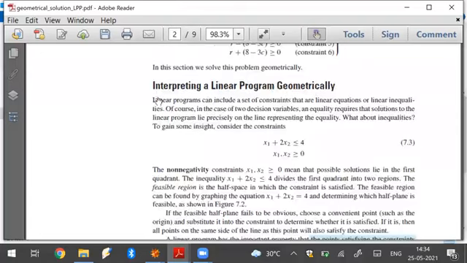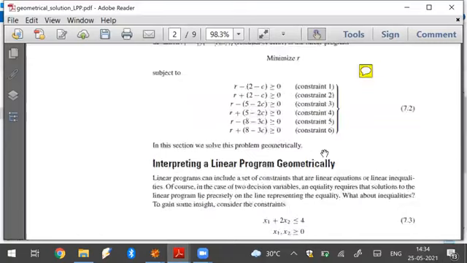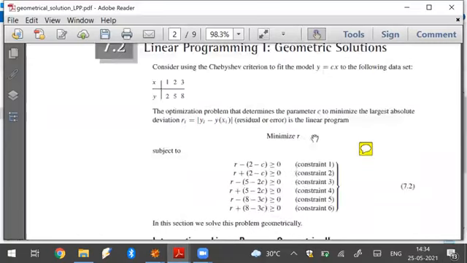So if you want to geometrically get the idea of what we are doing for a linear programming problem, we have an objective function which is to be minimized or maximized, and there are some constraints. As we have already discussed, here everything involved is linear. The constraint is linear, the objective function is linear.